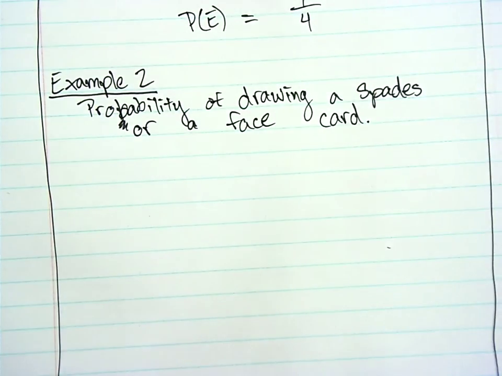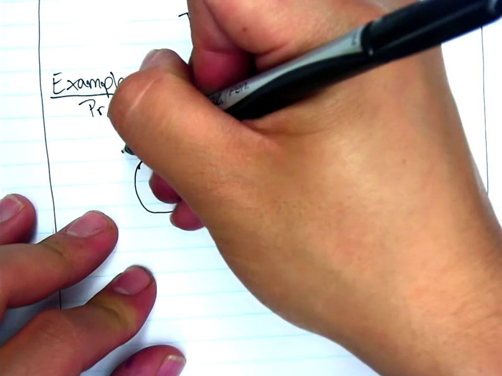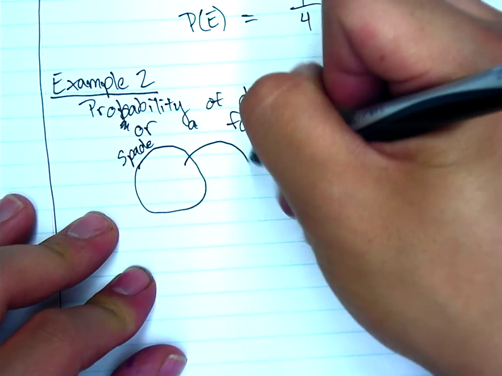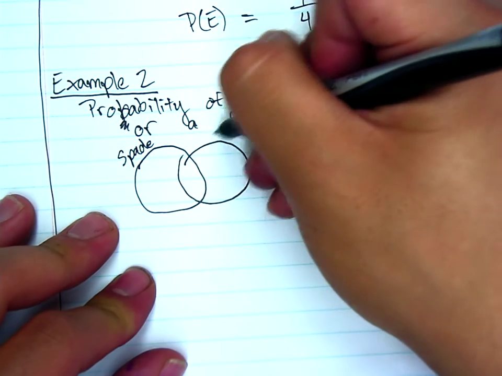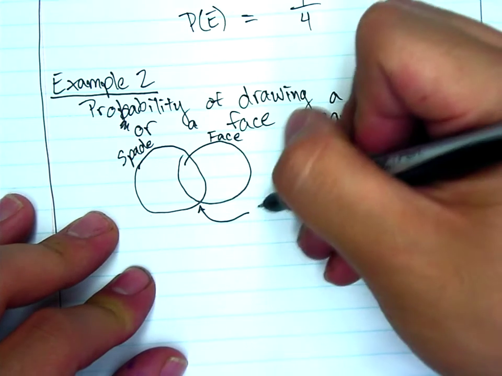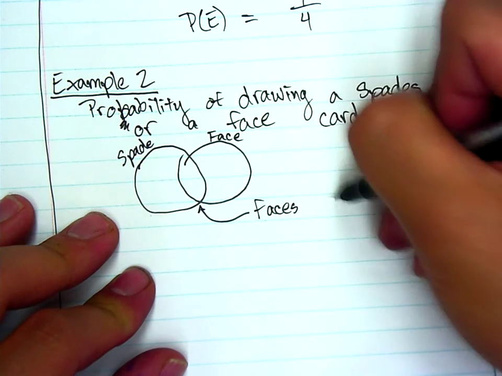All right, so with this one, you can draw a Venn diagram to help you organize your thoughts. Here we would have spades and everything that goes in there. Here we would have the face cards. And then obviously in this overlap, we have face cards of spades.